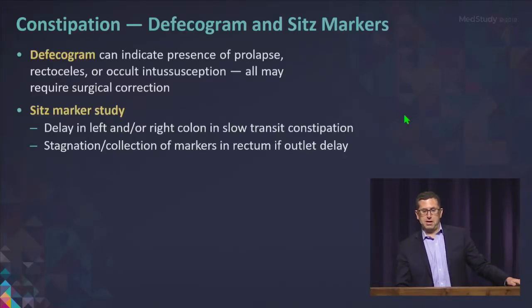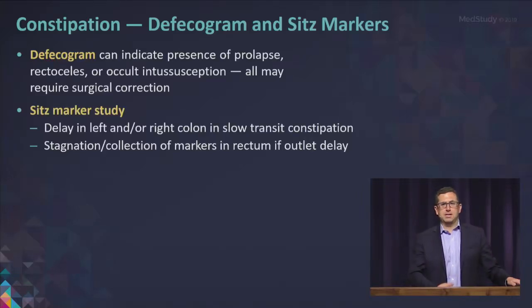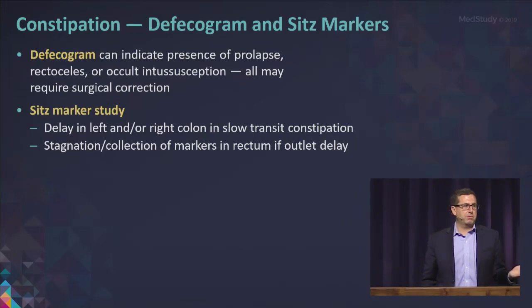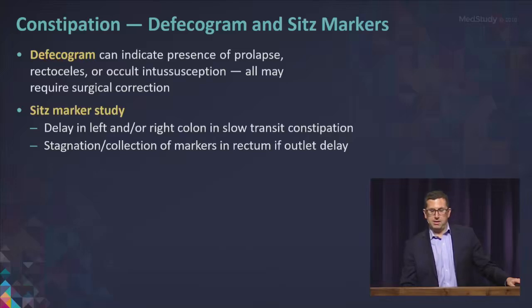So if you see Sitz markers that are delayed in the left and or right colon, it could be indicative of slow transit constipation. If they're all collecting distally in the rectum, then that's probably more indicative of something like pelvic floor dysfunction. And then the defecogram can indicate presence of prolapse, rectoceles, intussusception, mainly anatomical things that we discussed previously.